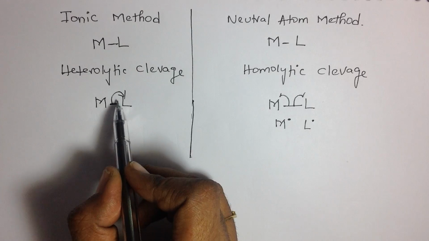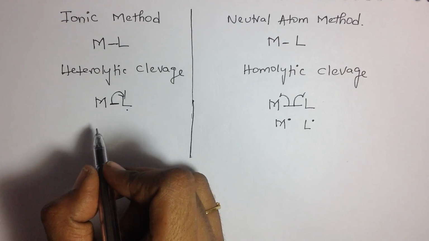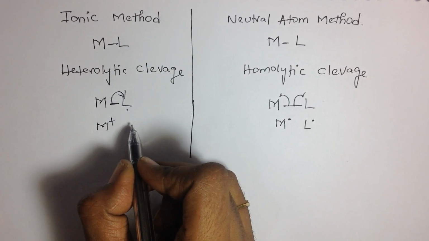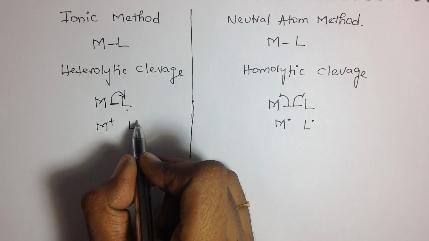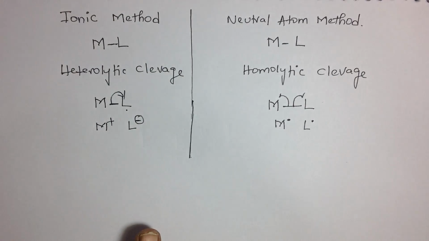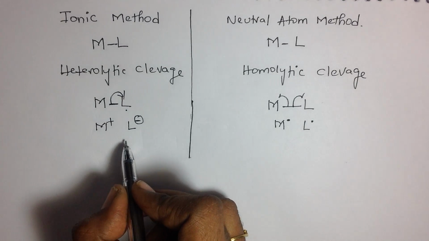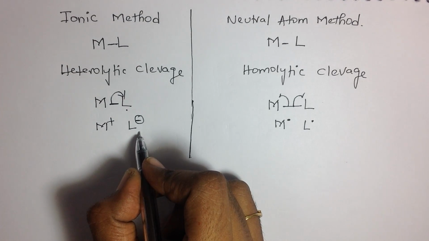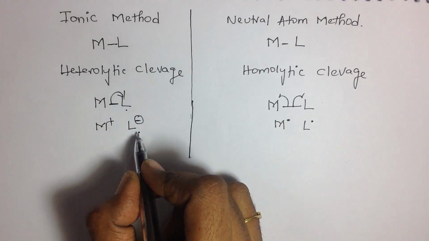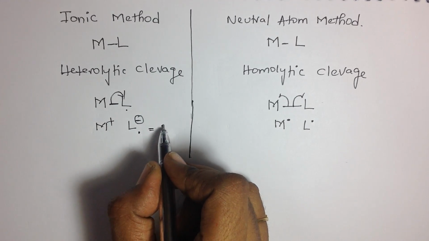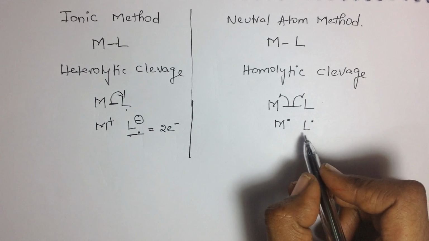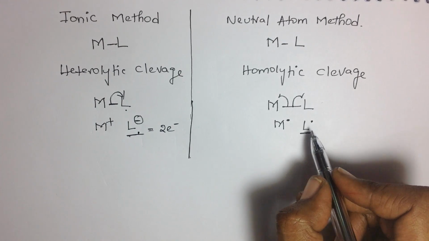See, if these two electrons move towards the ligand, what happens? The metal will obviously get a plus charge and the ligand gets a minus charge. In this case, how many electrons does the ligand contribute to the metal? It is 2 electrons.